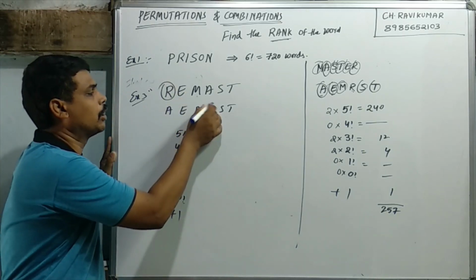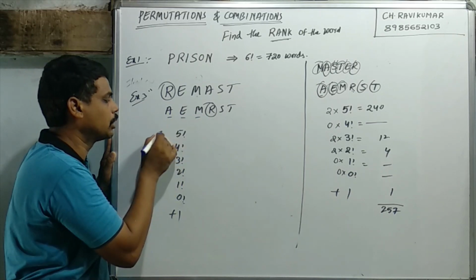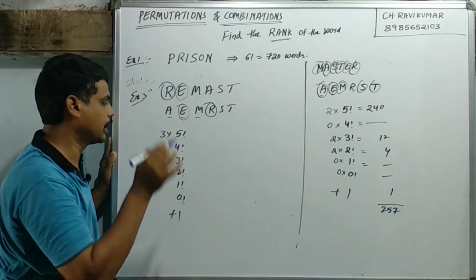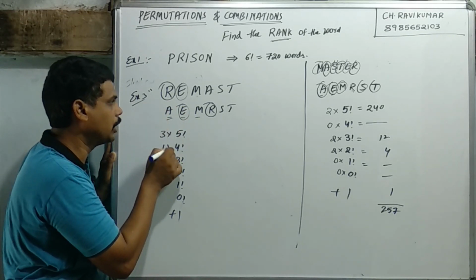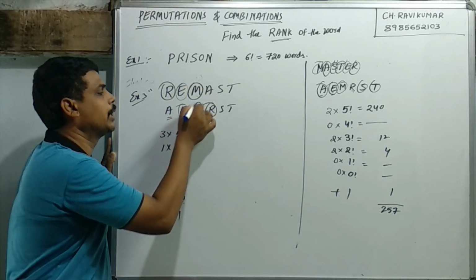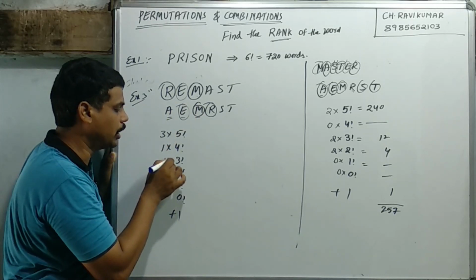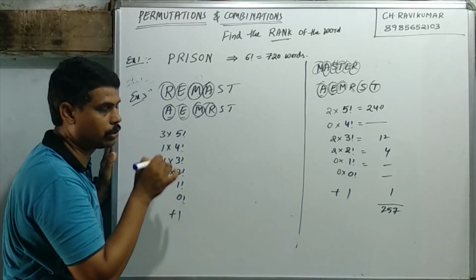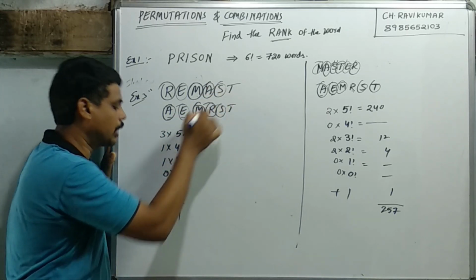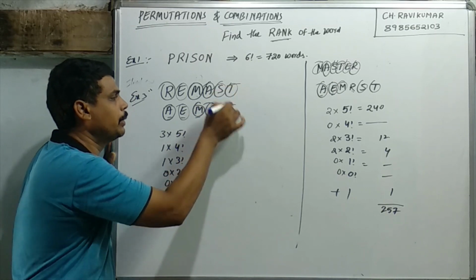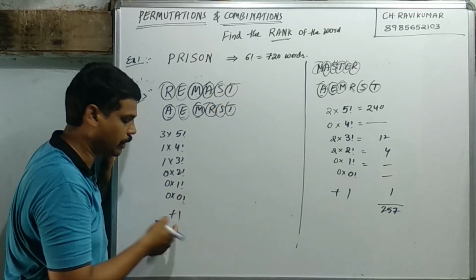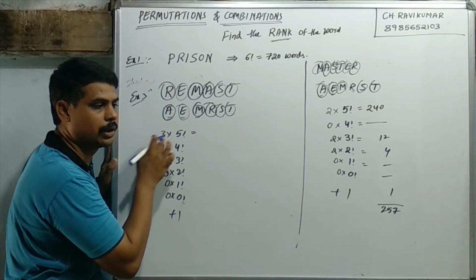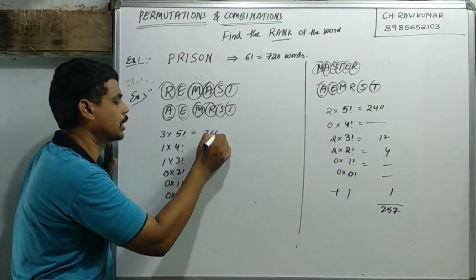So R: before it, how many letters are there? 1, 2, 3. So 3 into 5 factorial. After that, E: before it only one letter is there, that is A. So 1 into 4 factorial. M: before it also one letter is there, so 1 into 3 factorial. A: before it there is no letter, so 0 into 2 factorial. S: before it nothing, and T: before it also nothing, so the value will be taken lastly as 1. So 120 into 3, it is 360.